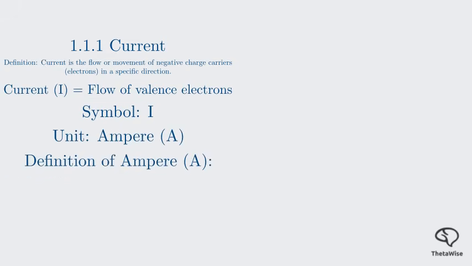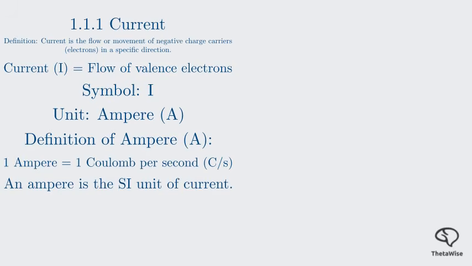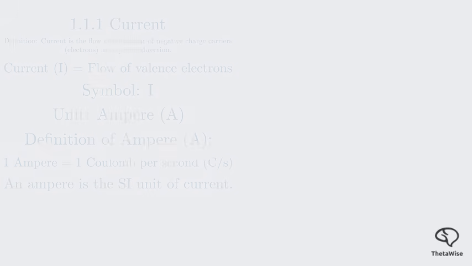1 ampere is defined as the flow of 1 coulomb of charge per second. A coulomb is simply a quantity of charge. So, an ampere measures how much charge is flowing past a point each second. Now, why is current so important? What does it do for us?